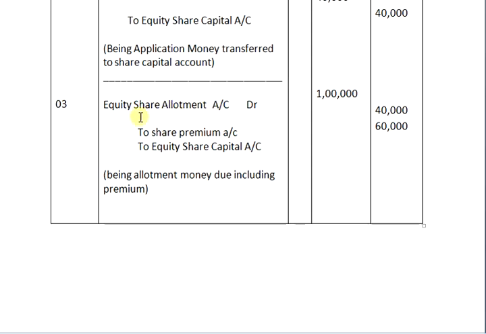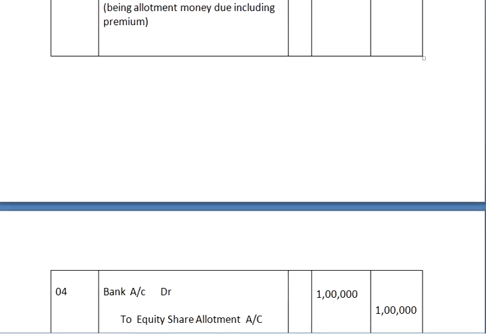Here, the due transaction: equity share allotment account debit 20,000 into 5. How much does it become? 1 lakh. Under this 1 lakh we have two amounts, the original allotment amount as well as the premium amount. To share premium account, how much? 20,000 into 2, it becomes 40,000. To equity share capital account, 20,000 into 3, it becomes 60,000, being allotment money due, which includes the premium.